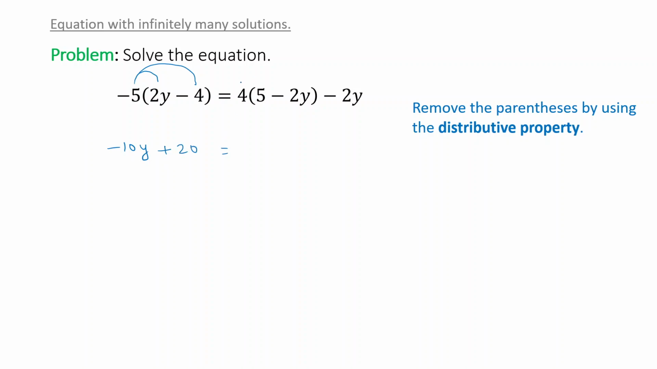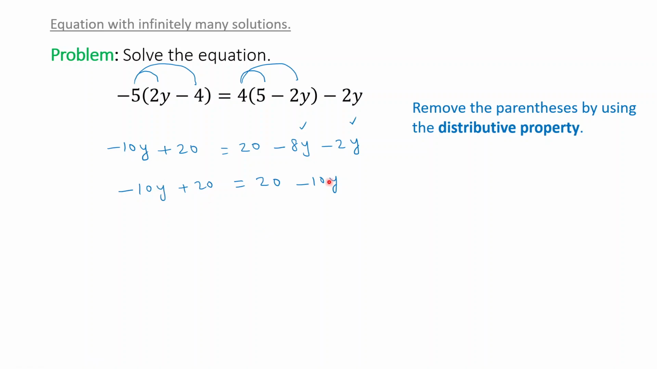That is equal to, now multiply this and this. You get 20. Now this and this. Positive 4, negative 2y, negative 8y. Now this, negative 2y. That is negative 10y plus 20 is equal to, now combine this and this, 20, negative 8y minus 2y, negative 10y.